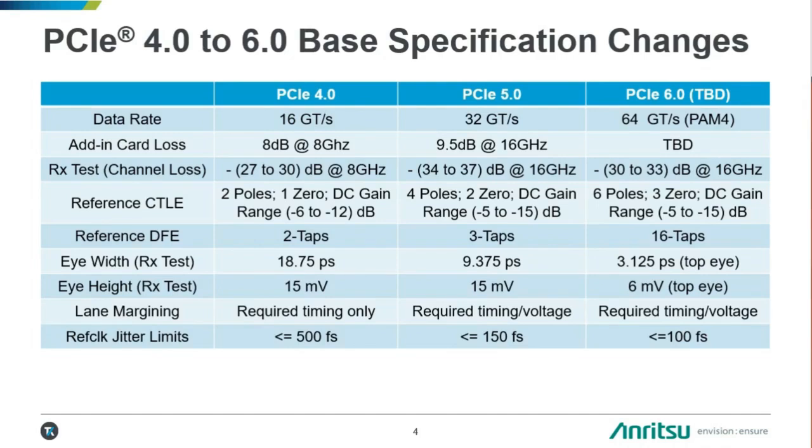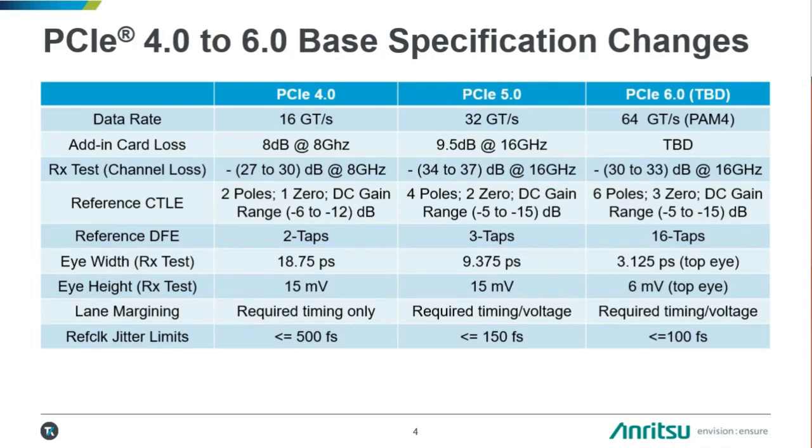The add-in card loss is interesting to look at. So this is a budget that's defined in the CEM specification. So it's how much loss is allowed for the add-in card that supports this form factor. We see 8 dB at Gen 4 and 9.5 dB at Gen 5, still TBD at Gen 6, but this gives some indication of type of material and also what budget remains for the system as well.